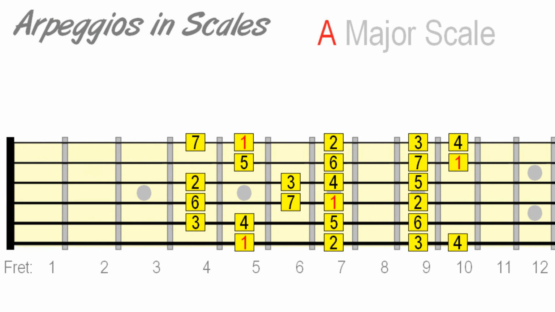Arpeggios exist in every scale. Starting with the major scale, we can see how an arpeggio exists within its pattern for all of its 7 chords.